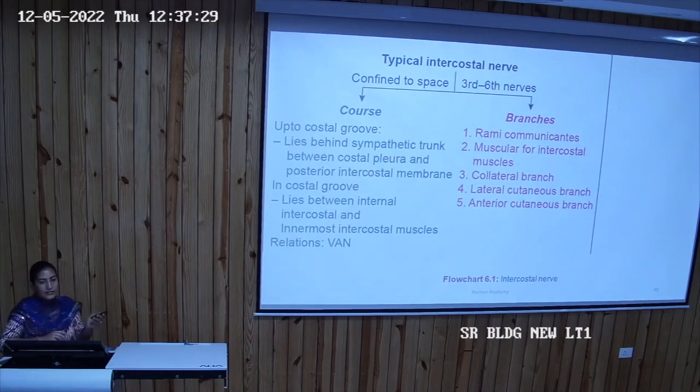membrane. Why have I written between the pleura and the posterior intercostal membrane? It is self-explanatory. Yes? What will you find posteriorly? Between which layers does it lie?